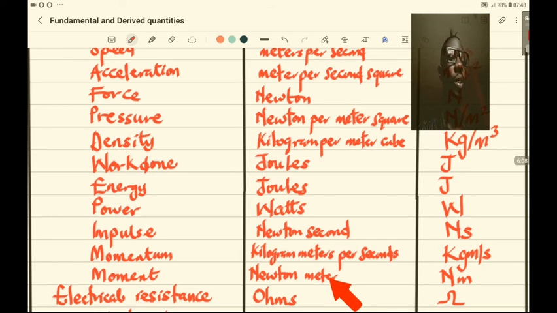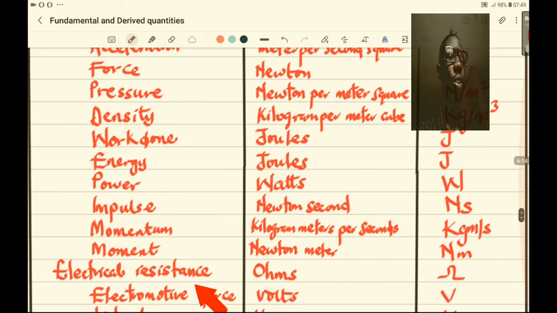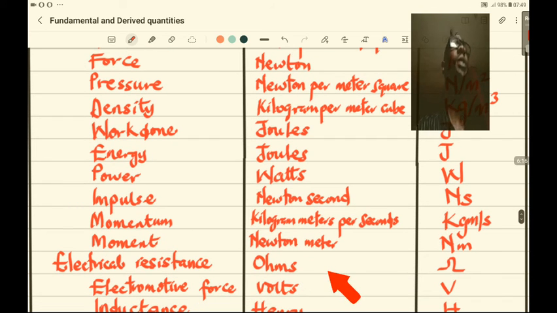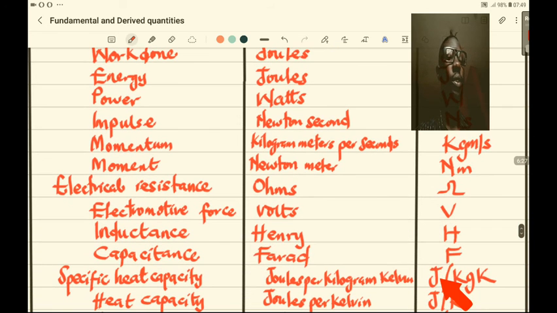The moment, which is dimensionally equivalent to work done, has the unit Newton meter. For electrical resistance, the unit is ohm, from the name of the scientist Georg Simon Ohm, and that is the symbol. We have the electromotive force, volts, with V. For inductance, the unit is Henry, with capital H. Henry is also the name of a scientist. Now capacitance, the unit is farad, so we have it as F.